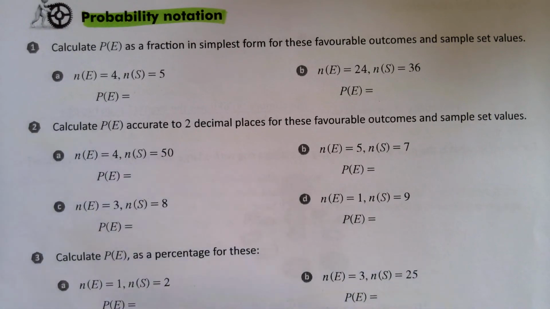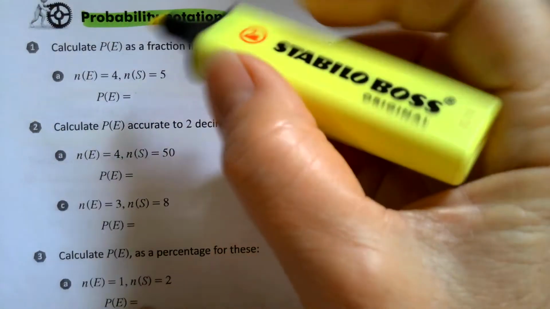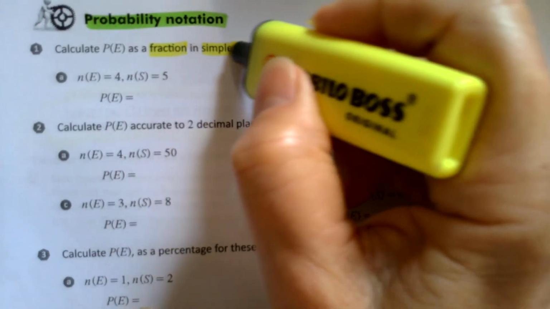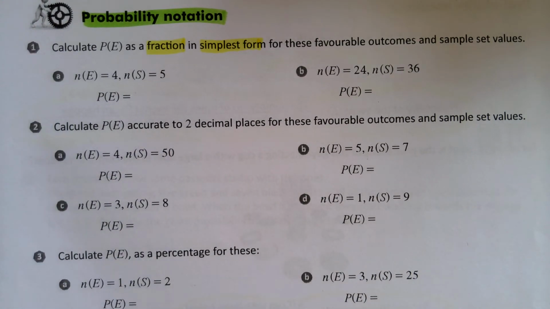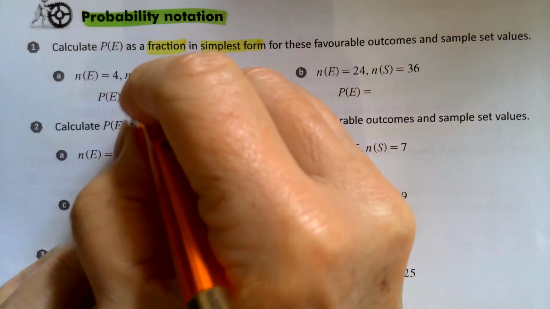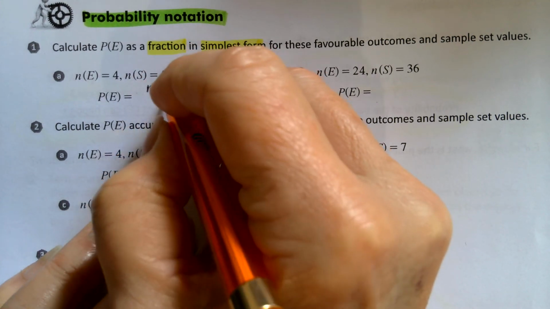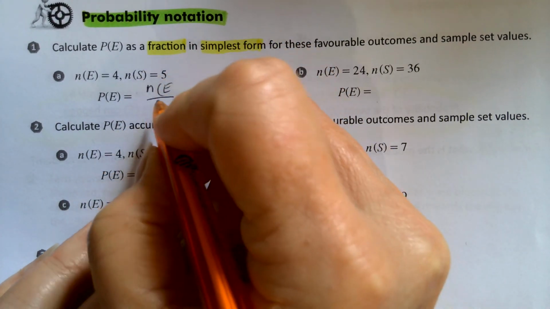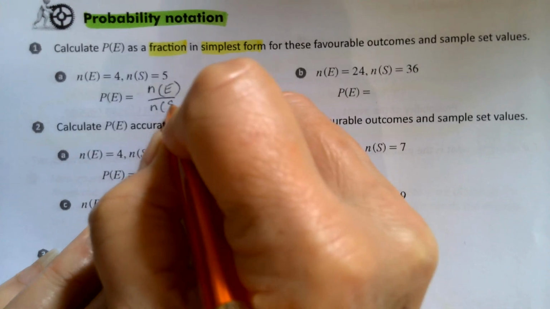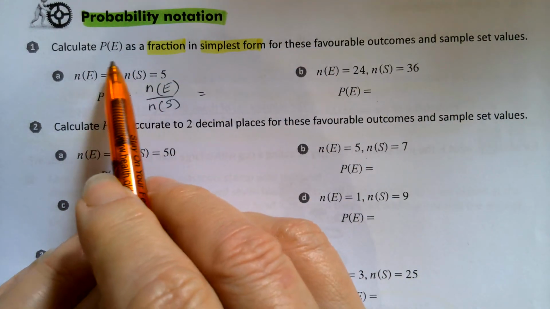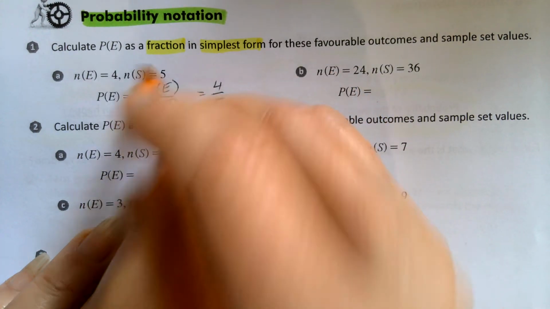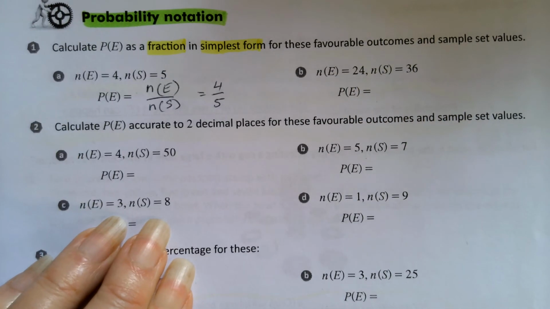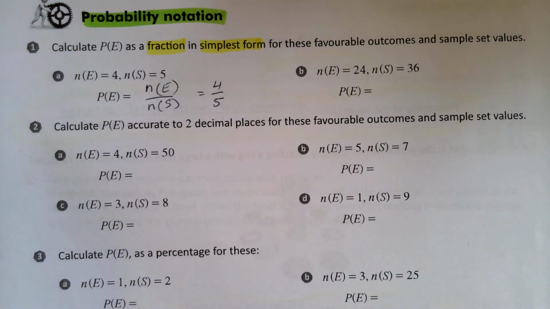Remember to look what the answer has to be. It's a fraction. Remember, simplest form is always expected. So all it is just doing the maths. So the probability of the event is the number of the event over the number of the sample space. So we're looking for 4 and the sample space is 5. That's in simplest form, so we don't have to go any further.